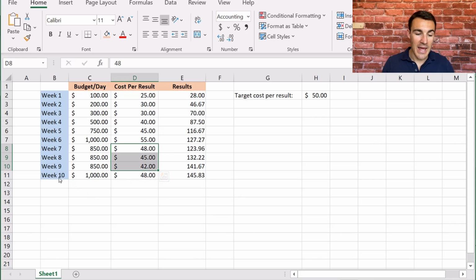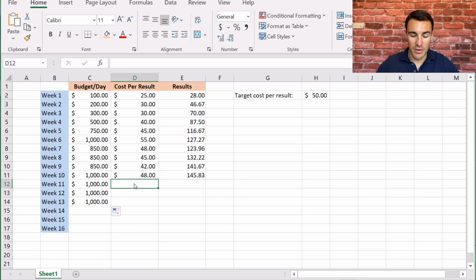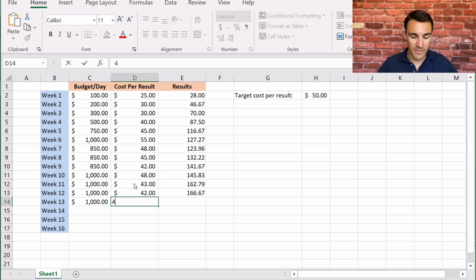Okay, so perhaps then, if I was to continue this, let me drag this out a little bit. If I was to continue this, perhaps we probably need to stay at 1,000. Remember, 48 is really close to our upper cost per result acceptable limit. So maybe we need to keep this at 1,000 for a few weeks, and we need to go through the same process. So perhaps we go down to $43, and let's say not a huge amount better than that, 42, 41.